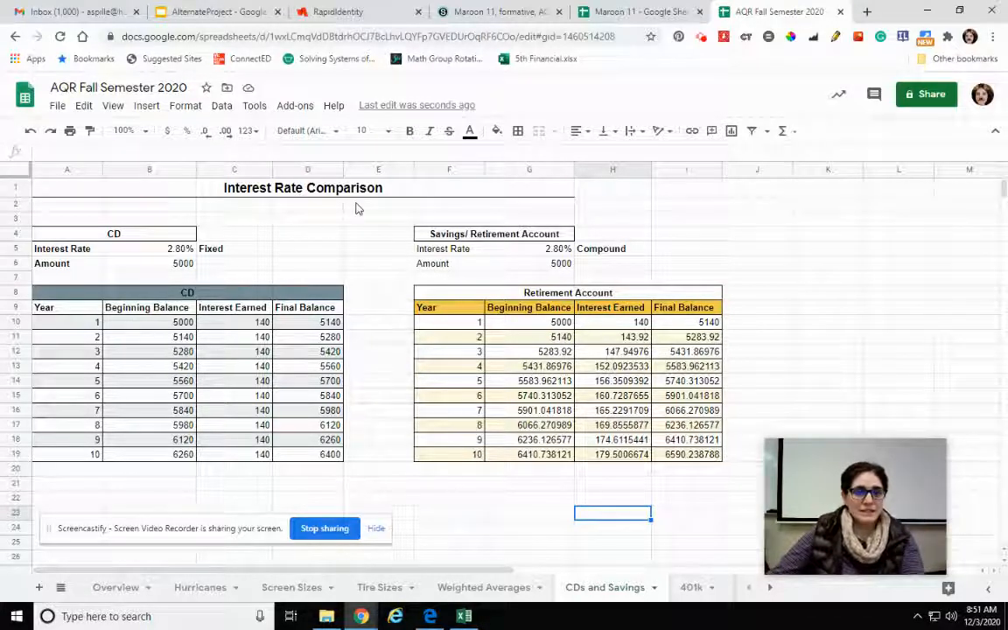Okay, so that's our CDs and savings. You should already have this. You shouldn't have to do any of that work. You should be able to just copy and paste from what you had before on your assignments.